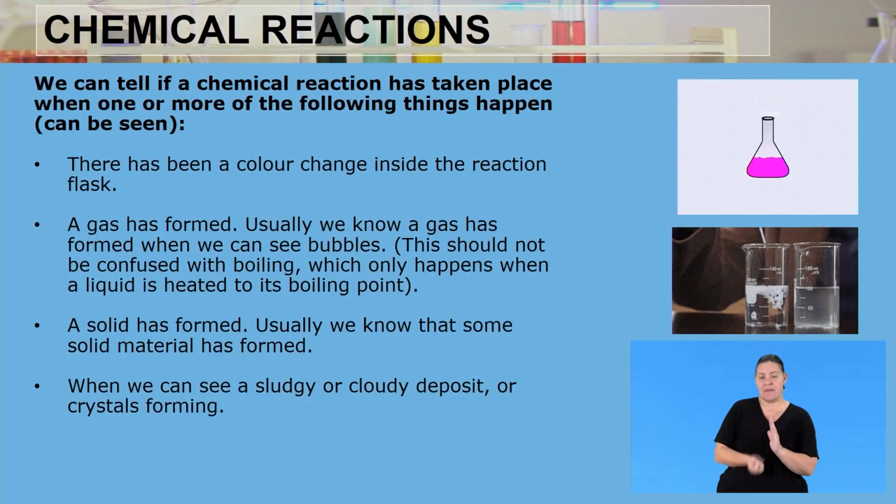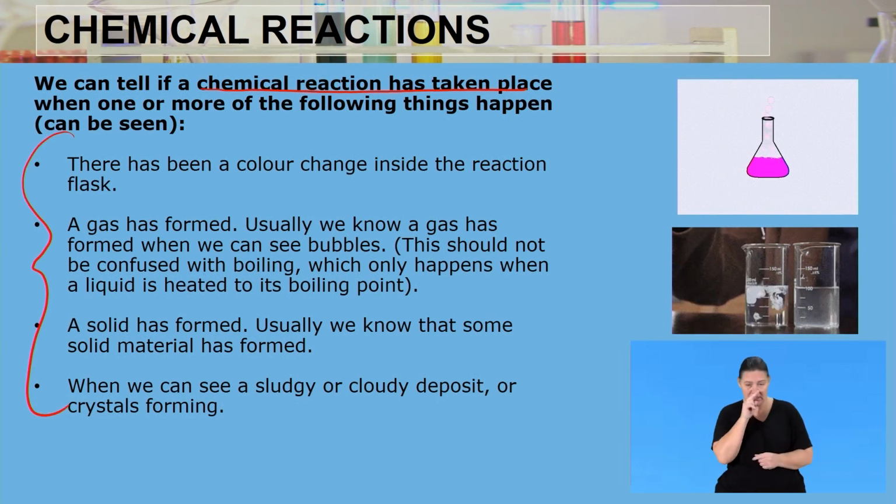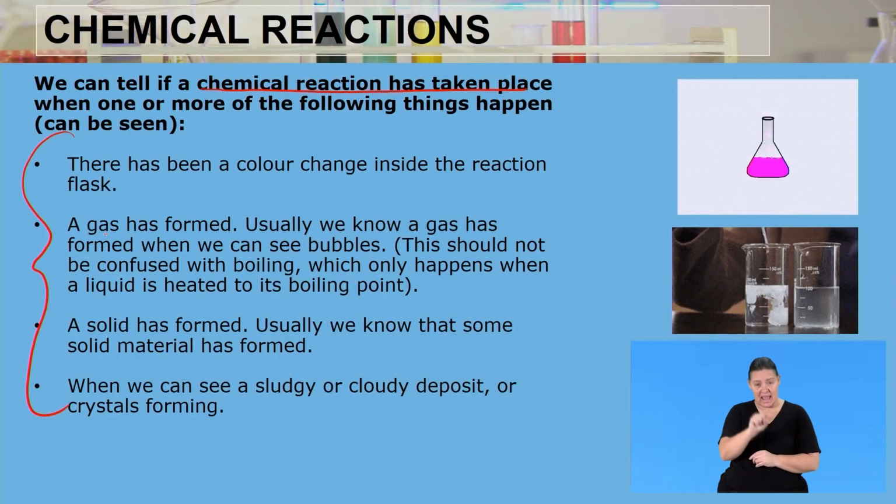In a chemical reaction, we can tell if it has taken place when one of these is happening. Number one, if you see that there has been a color change inside the reaction flask. When you are mixing two or more substances together and you see a color change, then you should know that a chemical reaction has taken place. Number two, when a gas has been formed. Usually we know a gas has been formed when we see bubbles. When you are mixing substances together and you see bubbles, those bubbles are actually taking the gas out of the reaction flask.